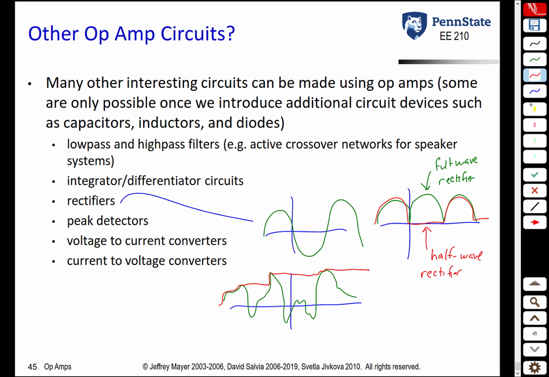Anyway, in this course, we will look at low-pass and high-pass filters using op-amps, and we will look at integrator and differentiator circuits using op-amps. We will look at both of these once we introduce the capacitor and the inductor. These other circuits you will look at in EE310, rectifiers, peak detectors, and voltage to current converters and current to voltage converters. These are all EE310 topics.